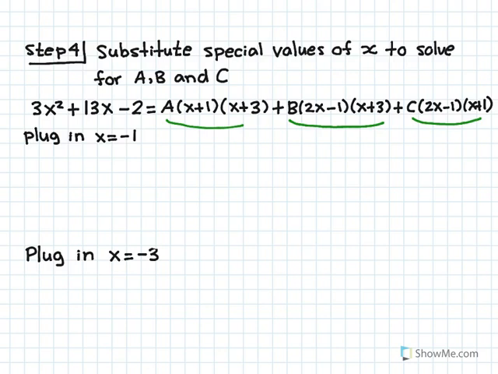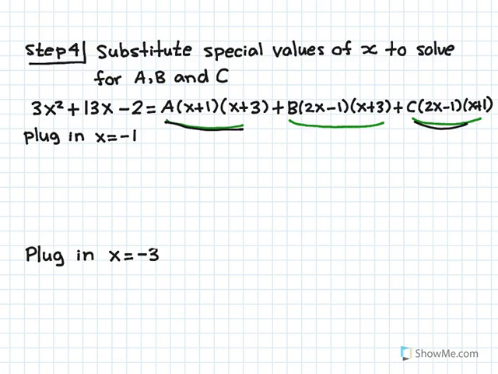So we're going to plug in x equals negative 1. Why do we plug in x equals minus 1? Why do we choose this number? The reason is because it makes the first term become 0, it makes the third term become 0, and that enables us to solve for b.